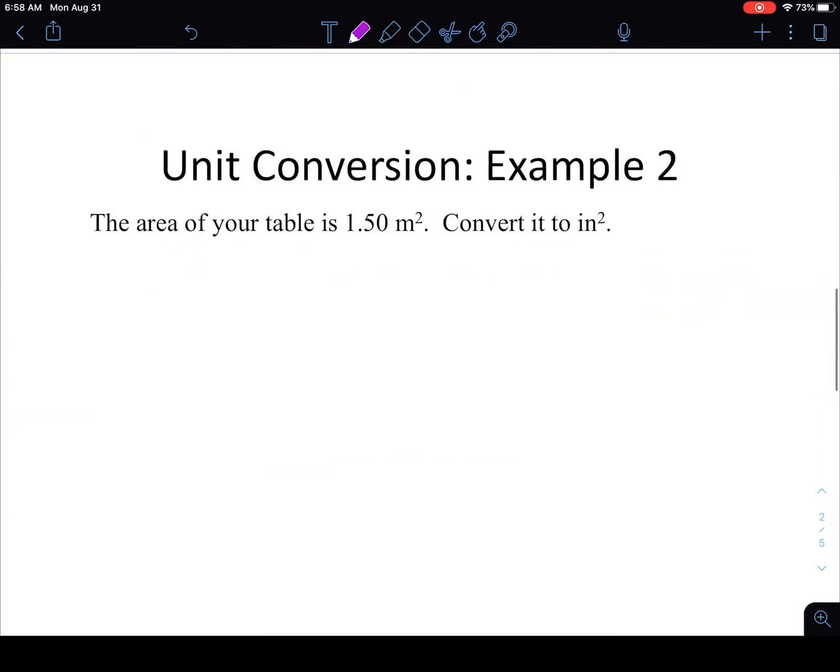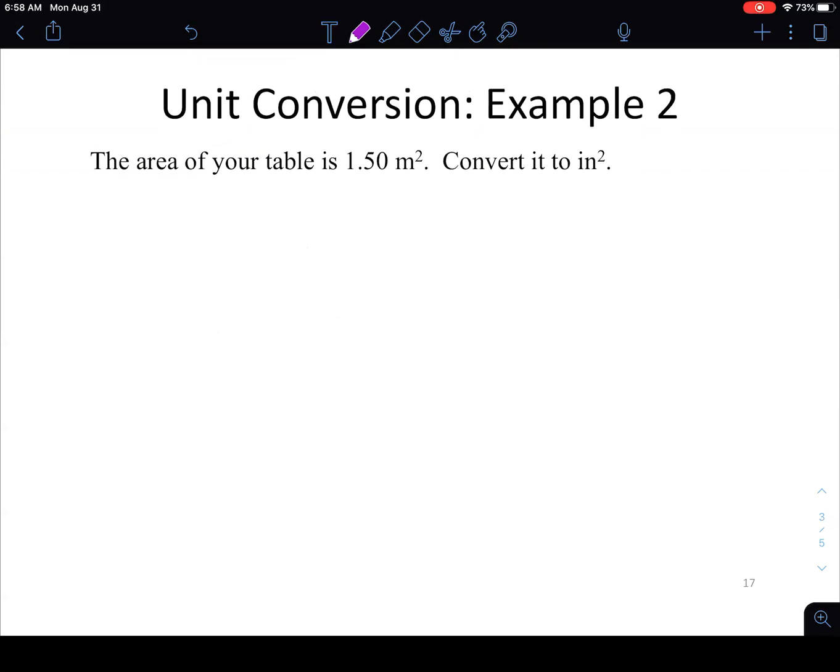Okay. Example number 2. The area of your table is 1.5 meters square. We want to convert that to inch square. Okay. So let's write it down. 1.5 meters square. Okay, so follow the previous step. We want a conversion factor that has meter in the bottom and inch square on the top, right? So that we can cancel like this.